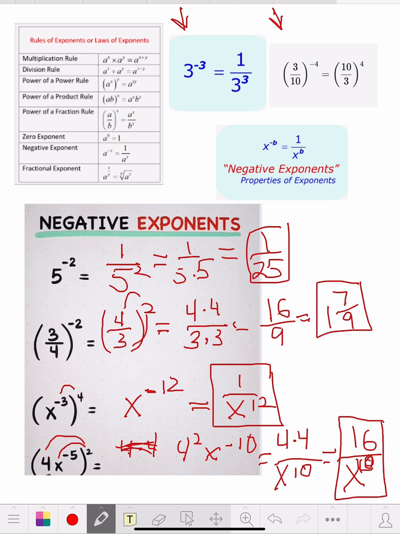Hopefully this explains how negative exponents work. And really, if you start looking at it, you say, oh yeah, this isn't nearly as hard as I thought. I can do this.